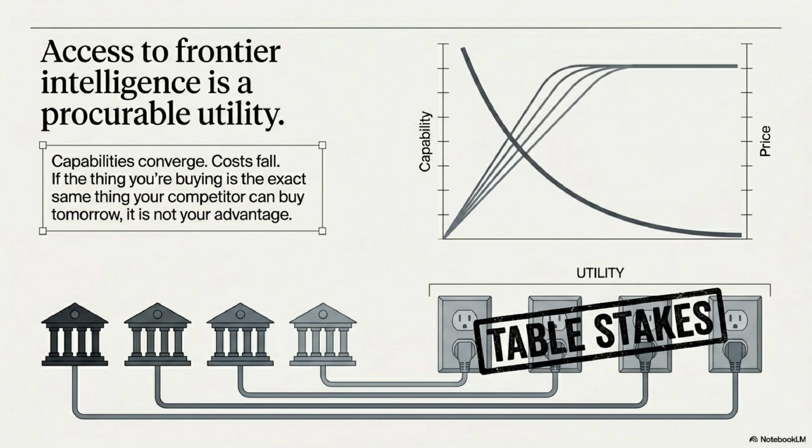Here's the claim, stated plainly. The frontier model is becoming a utility, like power or connectivity. Every serious institution will run comparable models. A growing number already do. You procure access, so does the bank across the street. And the gap between the best model and the next one keeps narrowing, while the cost keeps falling. That is what a utility does. If the thing you're buying is the same thing your competitor can buy tomorrow, it is not your advantage. It's table stakes.